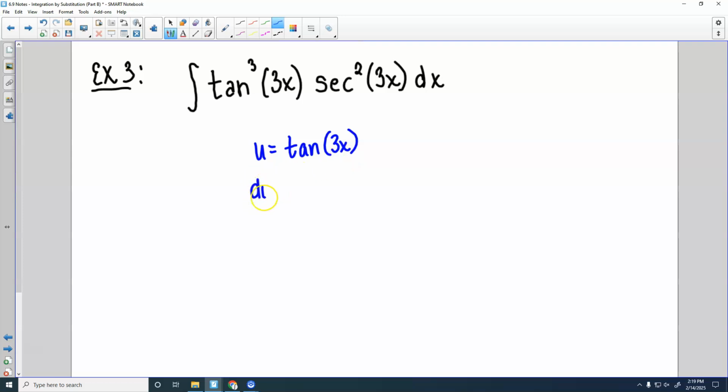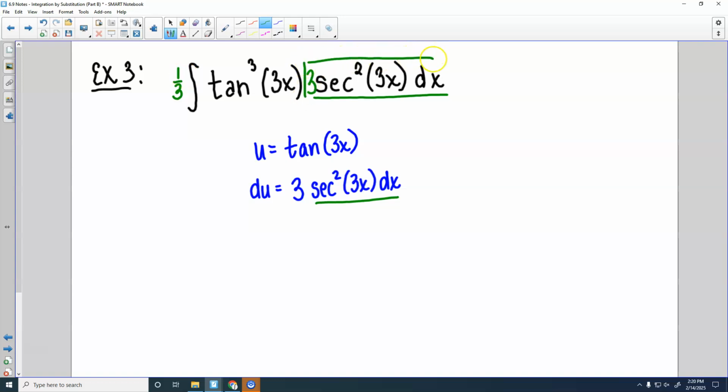And so du would be the derivative of tangent, which is secant squared. Leave that 3x alone, but you need a little chain rule right here. You have to multiply by the derivative of the 3x, so you'll have a 3 out front, and I'm going to put a dx right here. I almost have my du because I've got that secant squared 3x dx, but I need the 3. So if I add the 3 in right here, what have I got to do out front? 1/3. There. So now this can be my du.